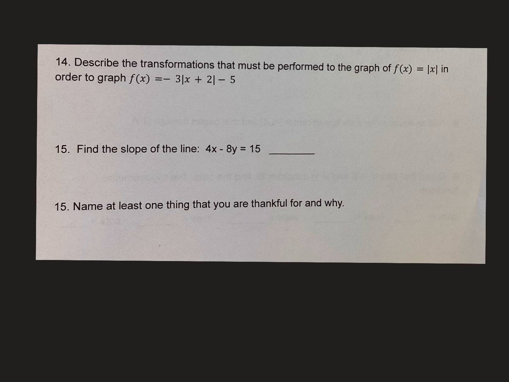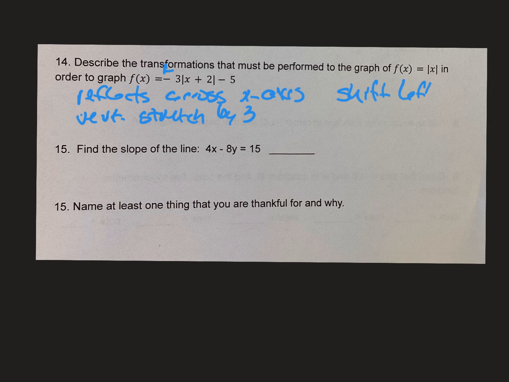Okay, last 3. Describe the transformations for the absolute value. Okay, there's a bunch here. There's a negative in the front, that means it reflects across the x-axis. There's a 3 in the front, which means it's a vertical. It's outside, though. Vertical stretch by 3. There's a plus 2 inside, which means it shifts to the left 2. And there's a minus 5 outside, which means it shifts down 5. And that's that one.